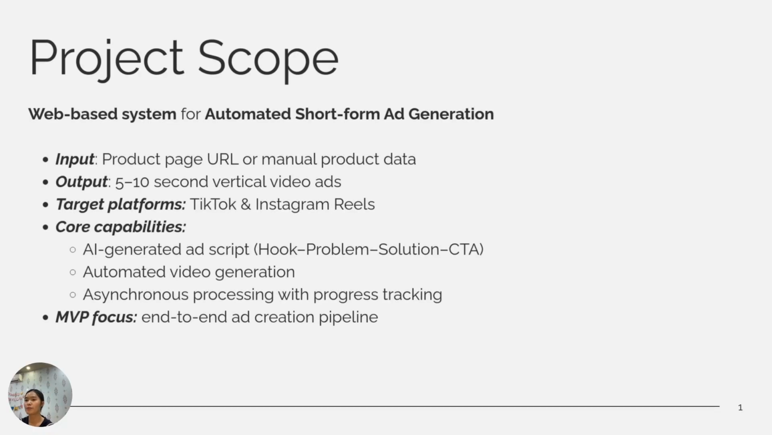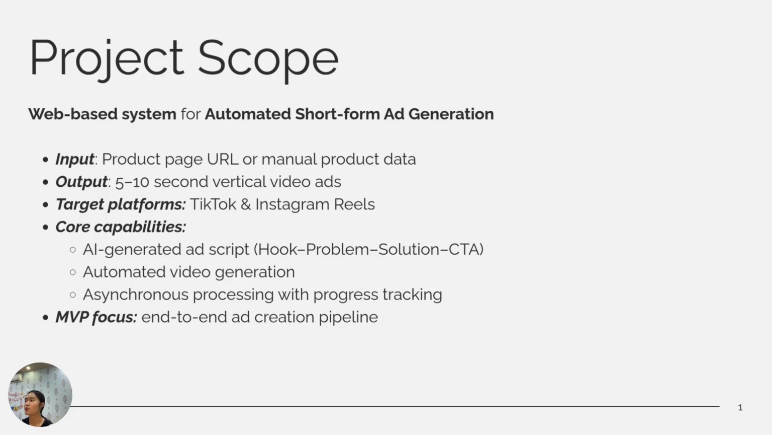So now I'm going to talk about the scope of this project. It covers the full pipeline from input to output. Users can either provide a product page URL or manually enter product information, which is then transformed into a 5 to 10 second video advertisement, which is suitable for platforms such as TikTok and Instagram Reels.